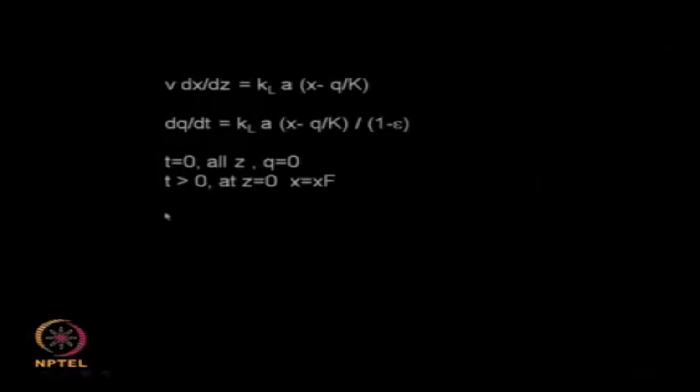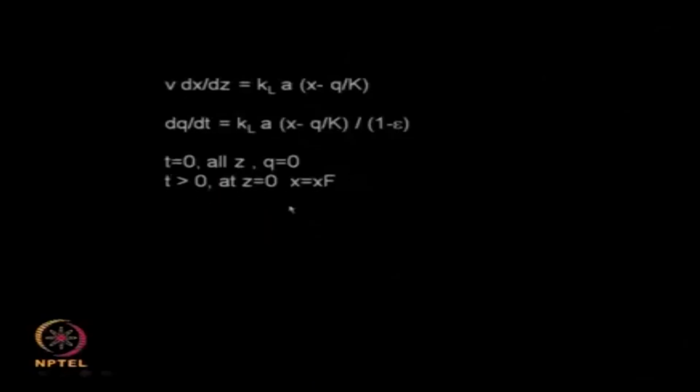At t greater than 0 the fluid is entering, so at z equal to 0, x will be xf, that is the maximum amount of adsorbate present at the entrance of the tube. So we can solve these using these conditions. The initial condition this is called, and this is called the boundary condition because this is at the entrance.